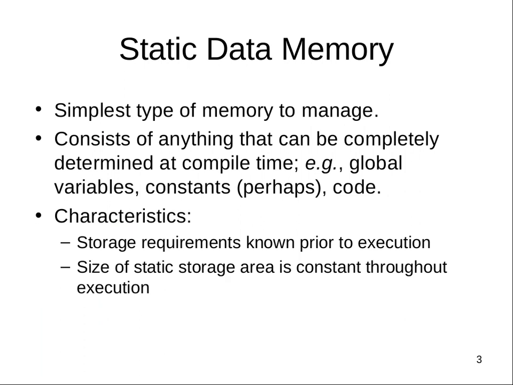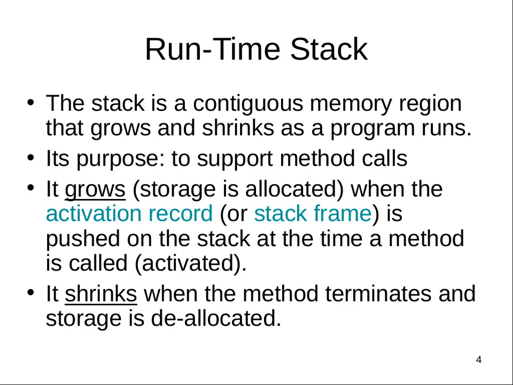So static is the simplest. This is where your code is. Global variables, your constants. Runtime stack, this is a contiguous memory region. What does that mean by contiguous? Keeps going. It's always connected. It's contiguous. There's no holes in it. So it just grows down and up, or up and down, depending on how you want to look at it. And it's to support your method calls. So whenever you call a method, it's going to allocate more space on the stack to help with your method calls, because usually you're passing parameters. It shrinks when a method terminates and storage is deallocated.